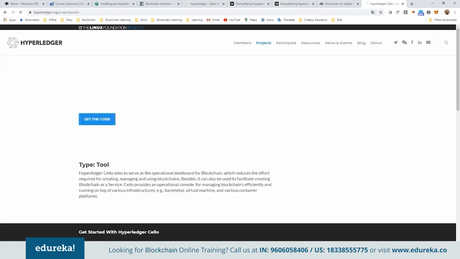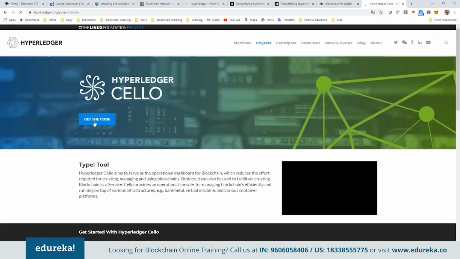Then Hyperledger Explorer is the same as Bitcoin Explorer. Again, in order to use this, you will need to compile and run it. You cannot get an executable or a directly installable binary. This is Hyperledger Explorer. You will need to get the code, which will direct you to GitHub, and then you will need to compile and run it.